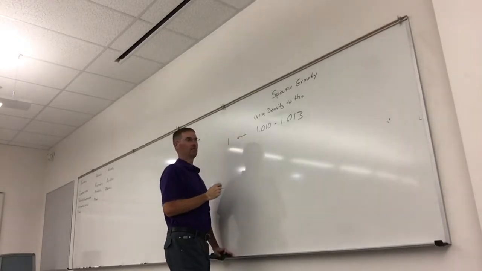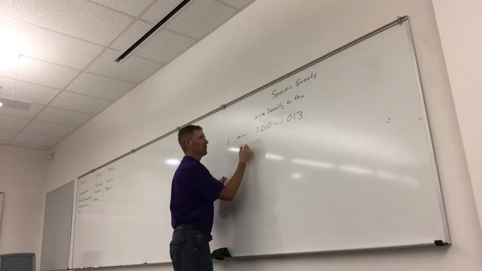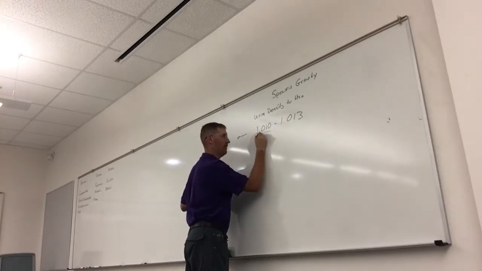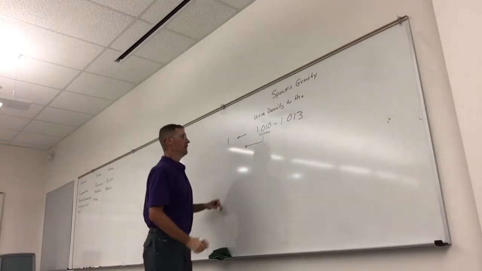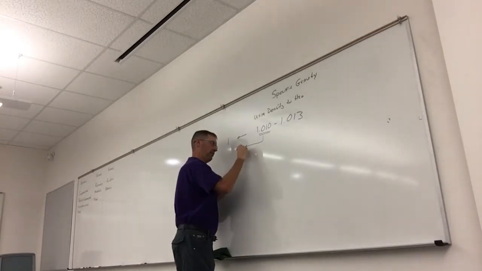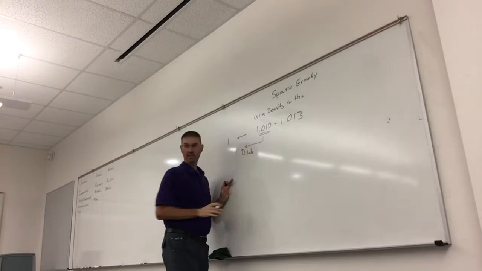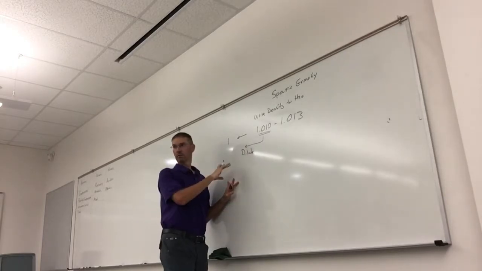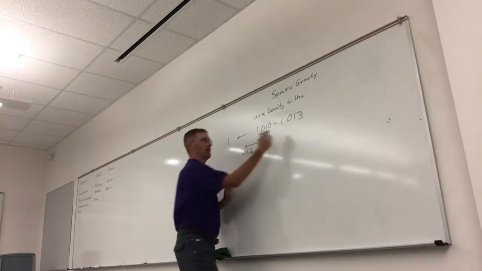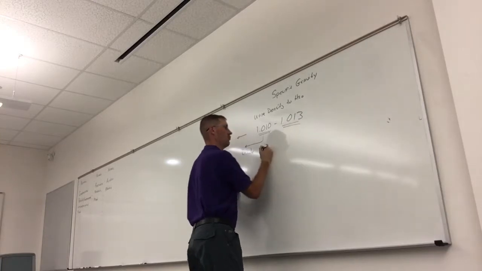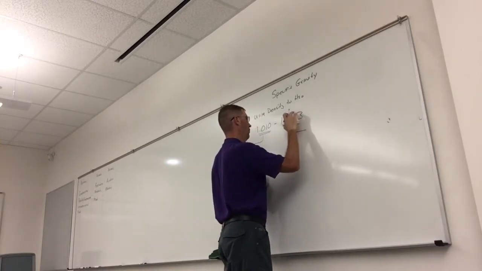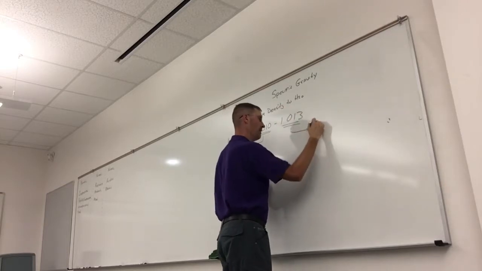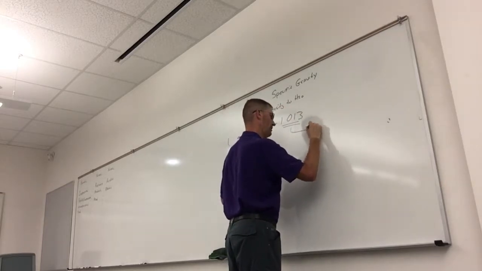Does that make sense? So what we're saying is that a specific gravity less than 1.010 indicates that you have very dilute urine. You guys good there? And then a specific gravity greater than 1.013 means that the urine is going to be more concentrated.